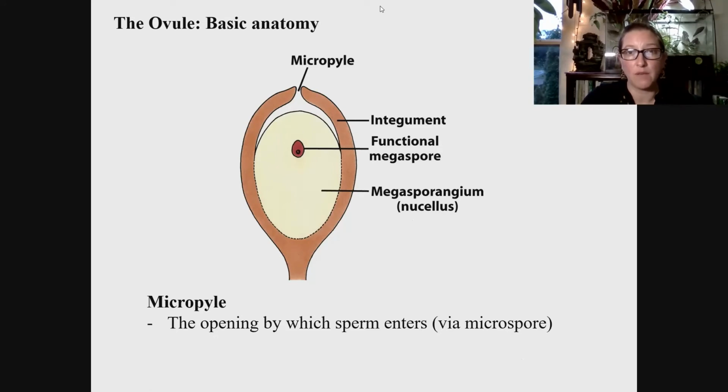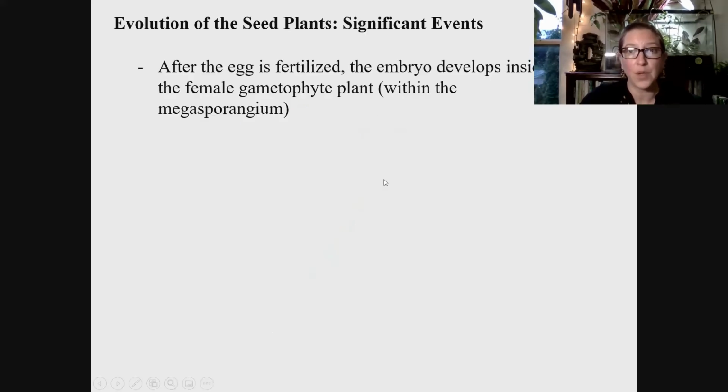And then lastly, micropyle. Remember, these are parts of an ovule. Micropyle is this opening up here. That's where sperm is going to be able to enter to meet the egg when there is an egg in there. Right now, in this drawing, there's no egg in there yet because the female gametophyte has not grown yet from the megaspore. Okay.